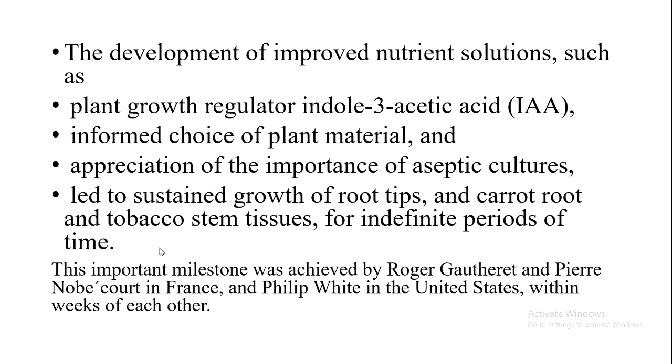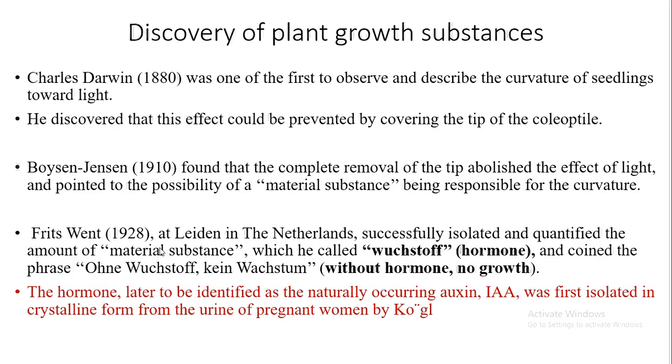This important milestone was achieved by Roger Gautheret and Pierre Nobécourt in France and White in the United States. That means both in France and the United States, such experiments were conducted using plant cells with the hope that scientists can grow a huge plant or a whole transgenic plant from a single cell. Then comes the discovery of plant growth hormone. We will discuss it in our next portion.